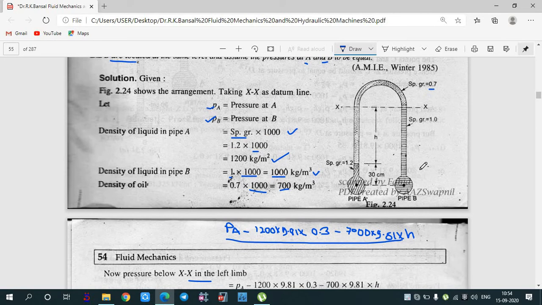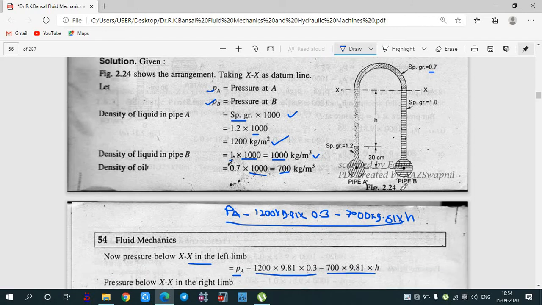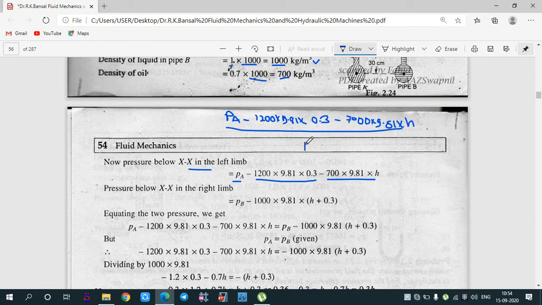Now we'll calculate the pressure in the right limb. As you can see that it is having pipe B, so it will create some pressure in B, so that will be a pressure PB.